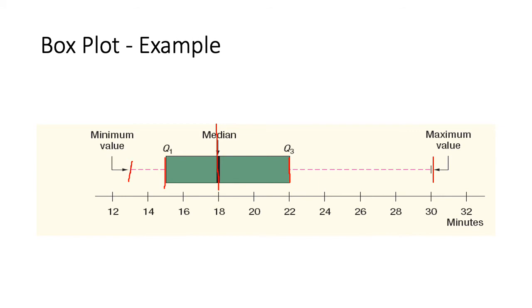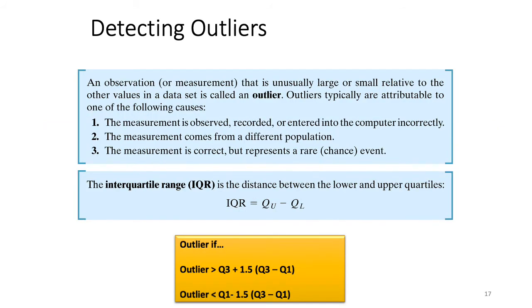The next step is to look at how we detect outliers. An outlier is an observation that is unusually large or small relative to the other values in the data set. Outliers are typically attributed to one of the following. The measurement is recorded or entered incorrectly. The measurement comes from a different population, or the measurement is correct but represents some kind of very low probability or chance event.